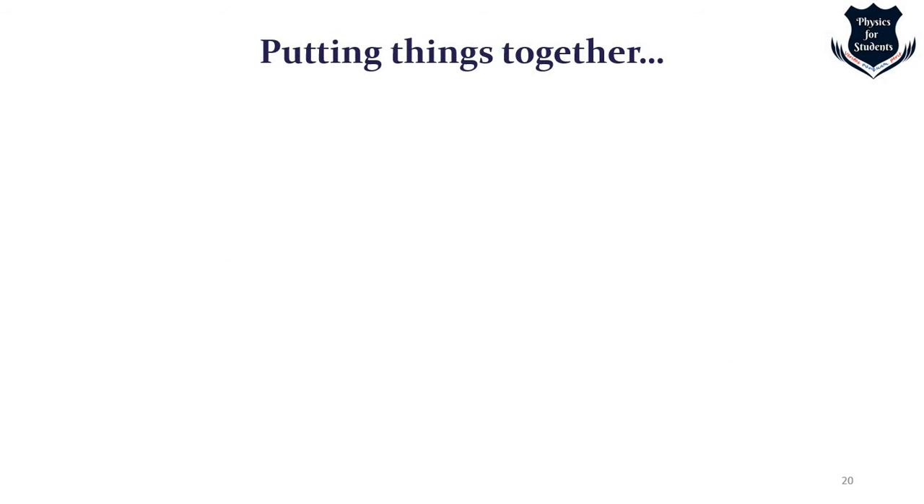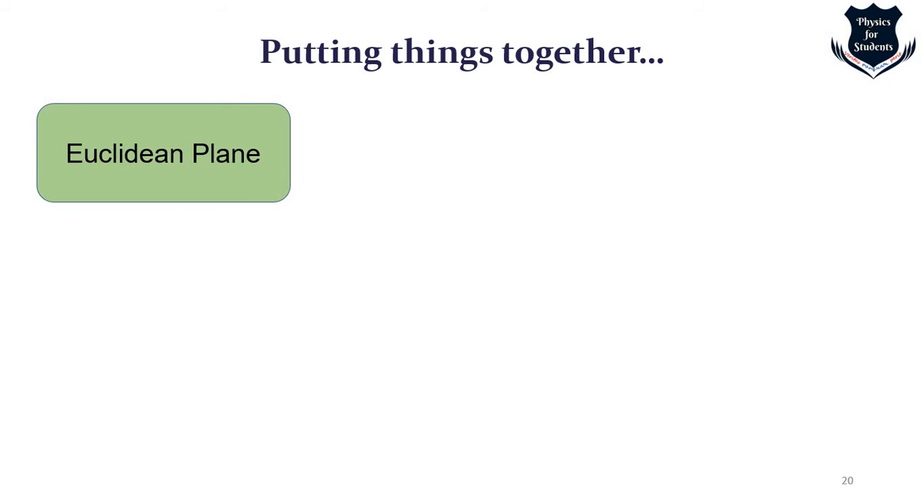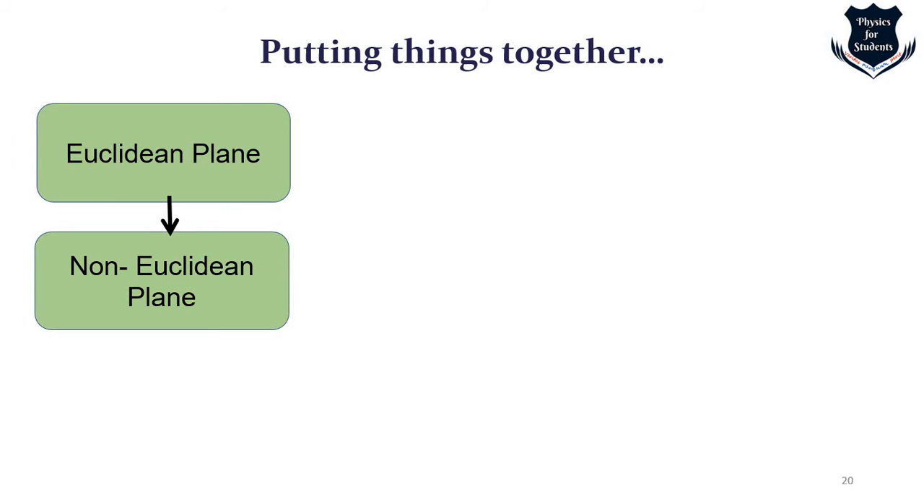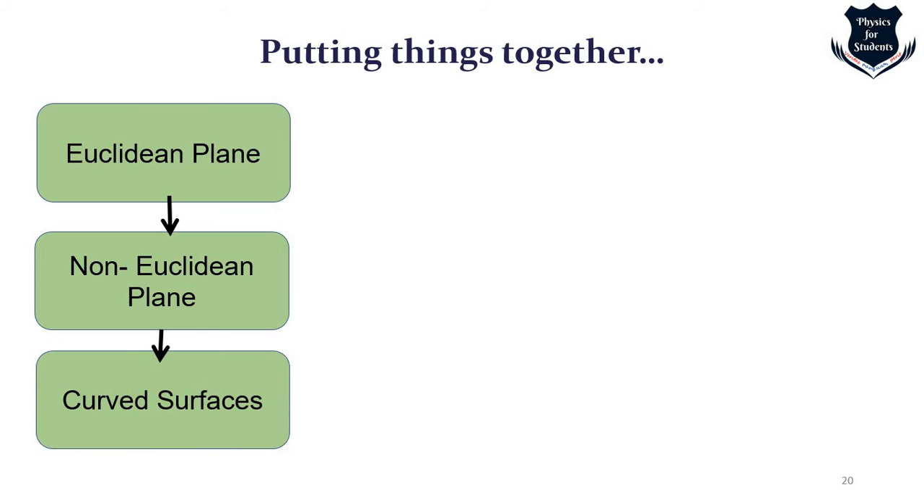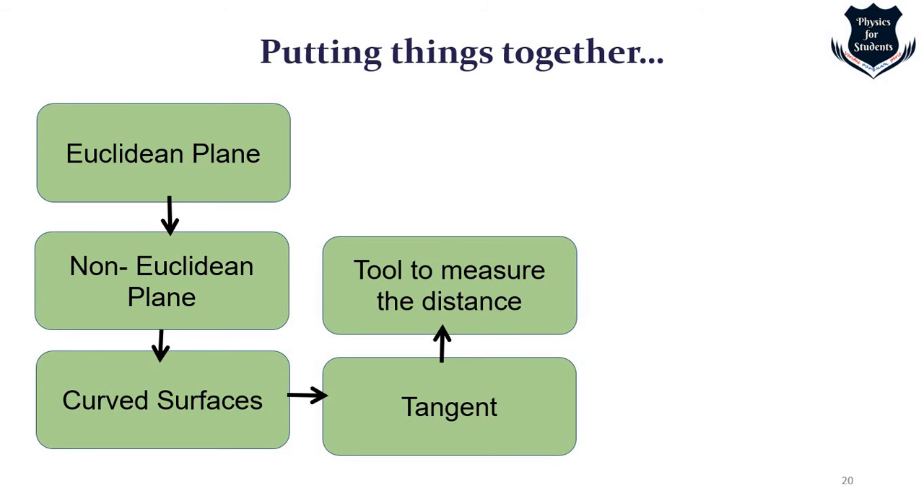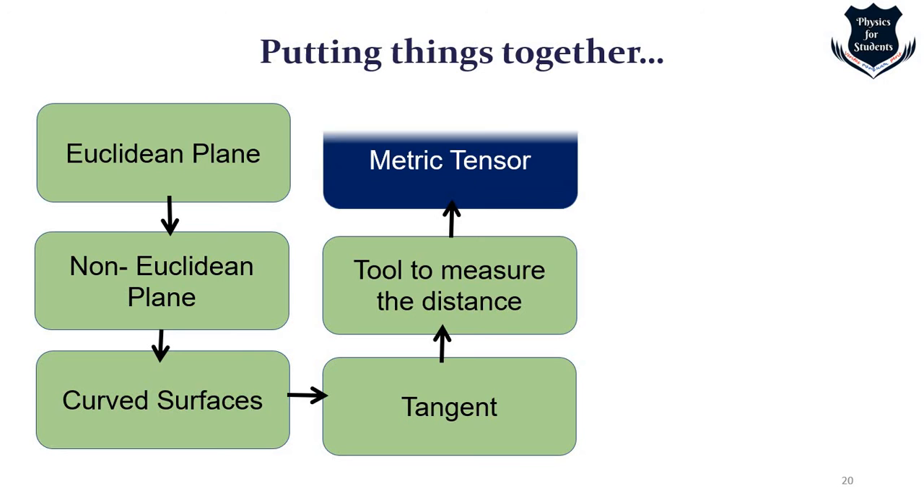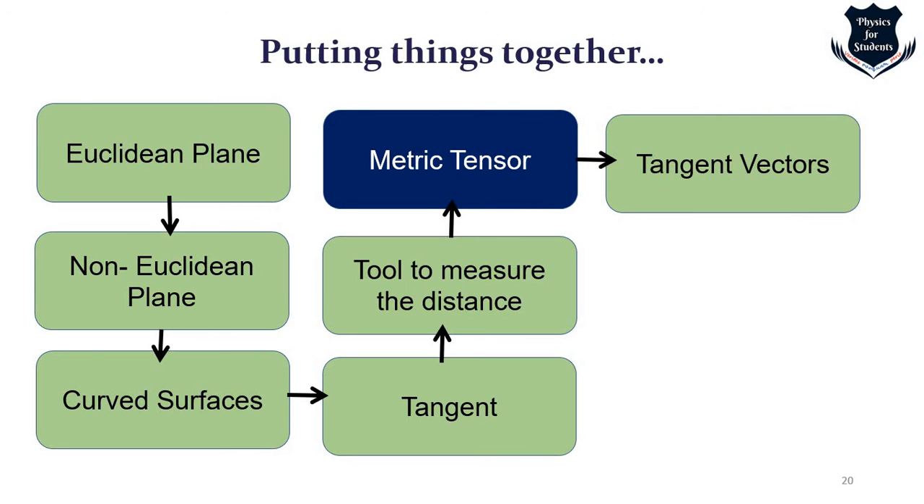Okay, now let us summarize. It is always better to summarize what we learned together right now. So we got an Euclidean plane, and then we moved into non-Euclidean plane where the equations do not hold, right? And then we got to curved surfaces. Why? Because GR relates to curved surfaces. And for the curved surfaces, for the measurement, we need a tangent. From there we got a tool to measure these distances, which is a metric tensor. And we also got tangent vectors and tangent spaces.